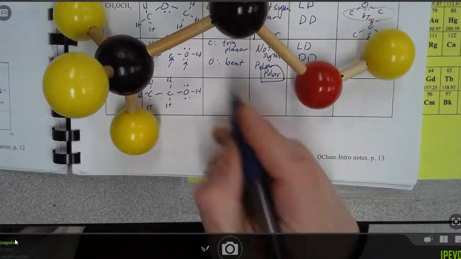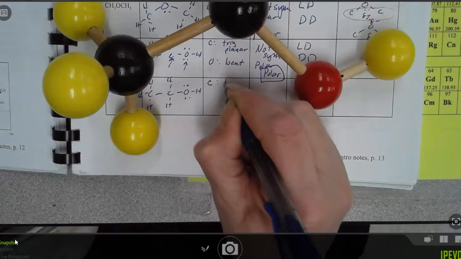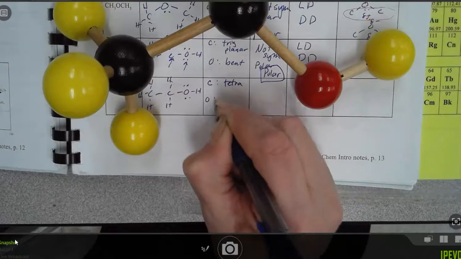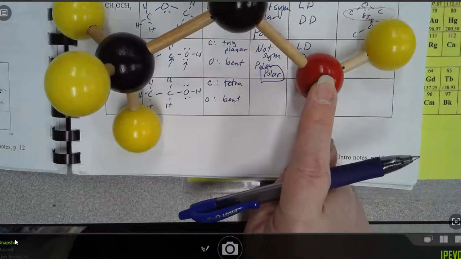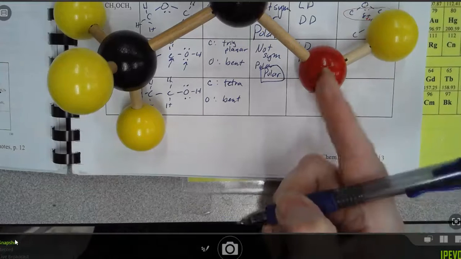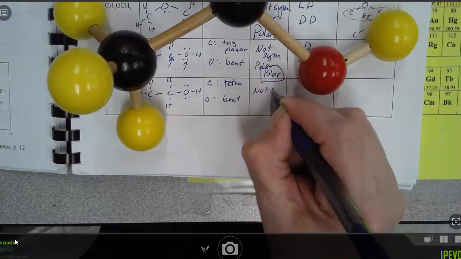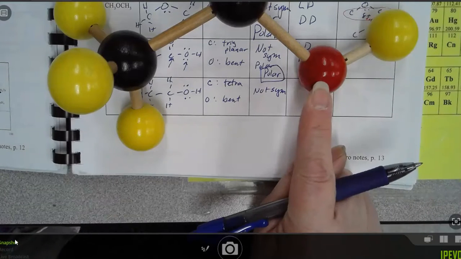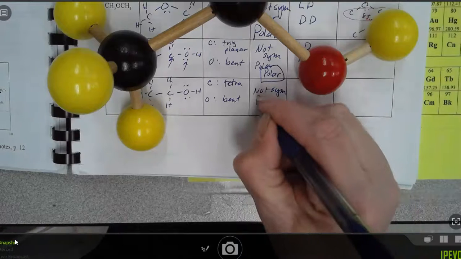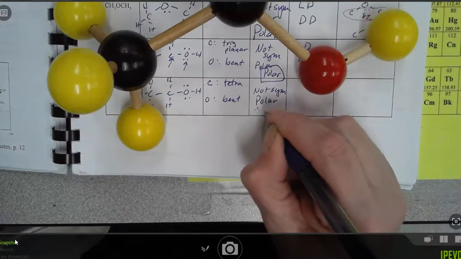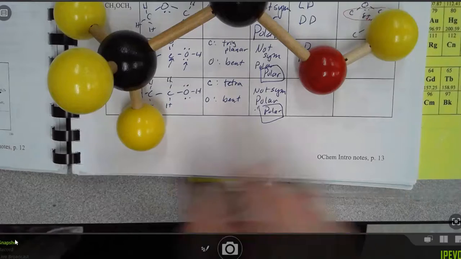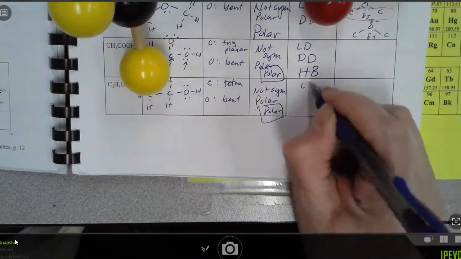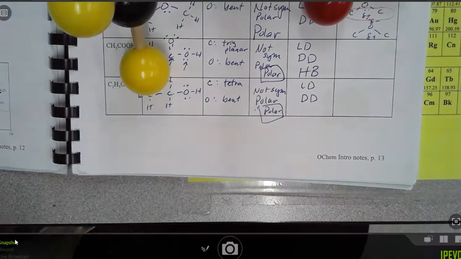You can say carbon is tetrahedral again, but it's the oxygen that's bent, and that's what makes this molecule polar. Because it's bent, it is not symmetrical. Because I have an oxygen, it has polar bonds. Therefore, the whole molecule is polar. I don't know if you can read that. So what does it have? London dispersion, dipole-dipole.